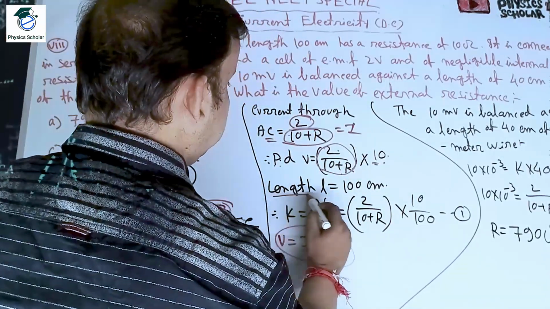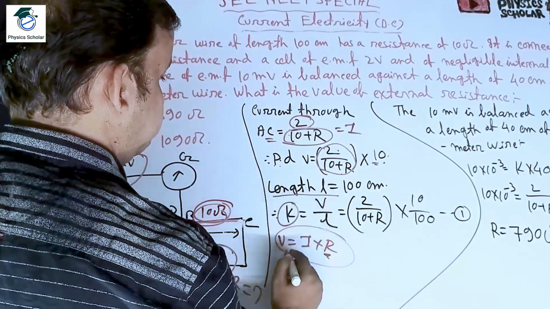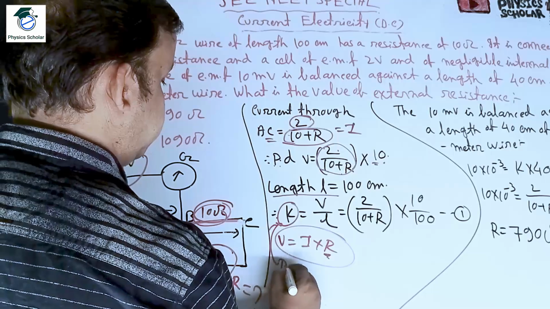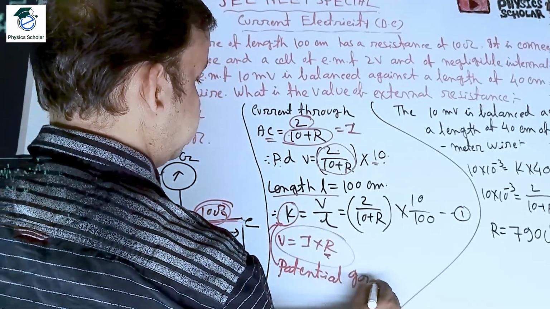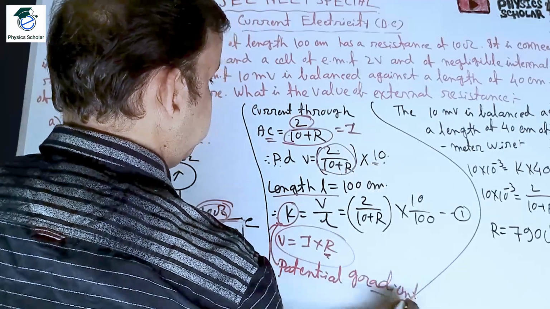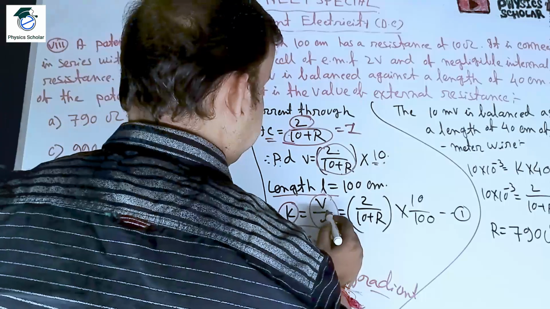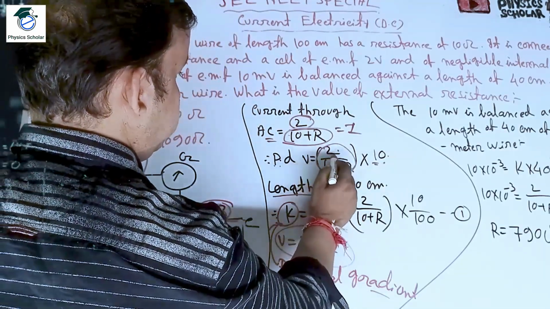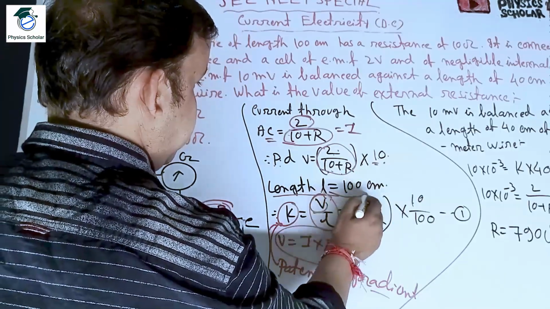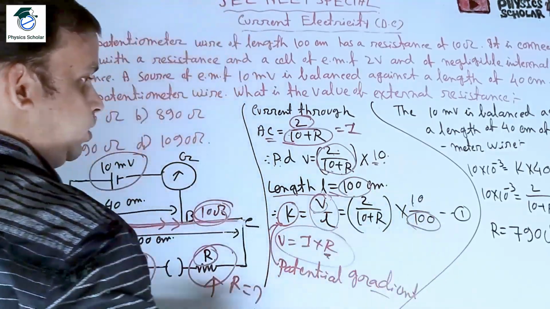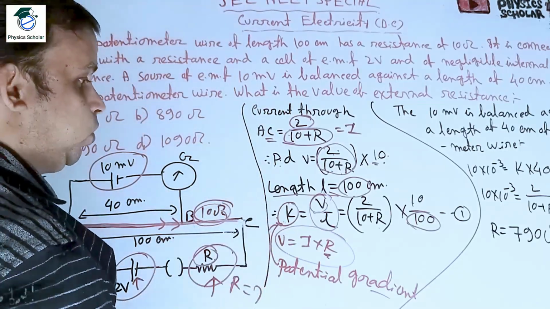Very easy. Now the total length of the wire is 100 centimeter. So this is the potential gradient. What is potential gradient? K is equal to V by L. That I have done in one sum. So what is the value of V? V means 2 by 10 plus R into 10. And L means the length. Divide by 100. Clear? It is equation number 1. So we know now the value of K, the potential gradient.